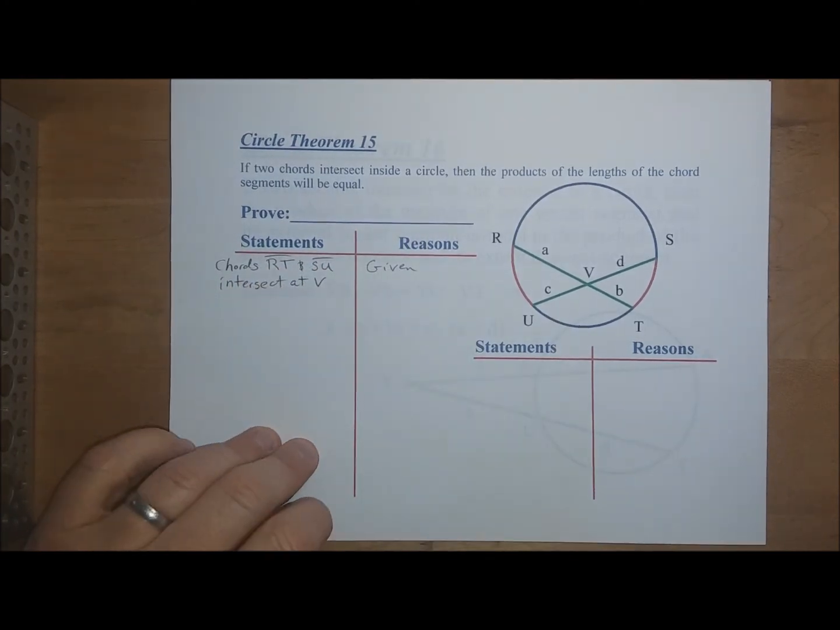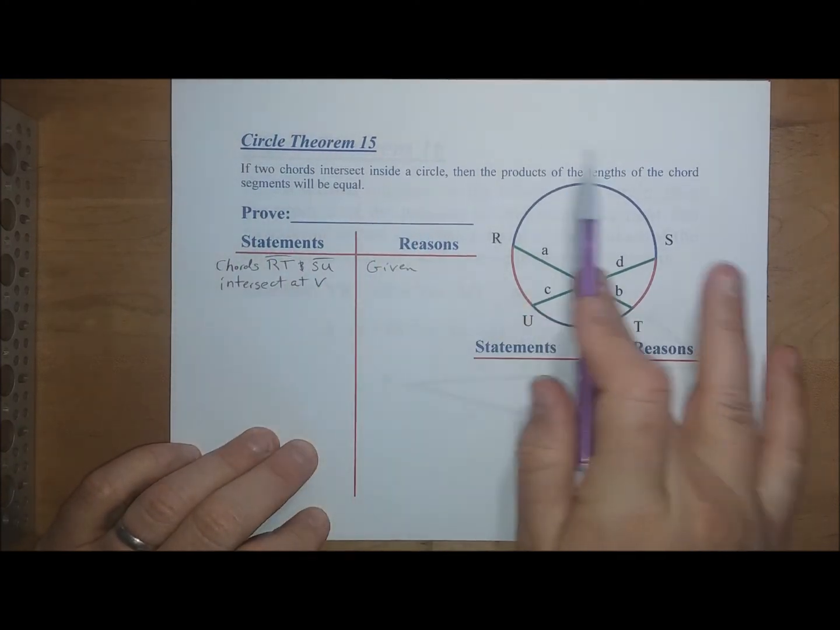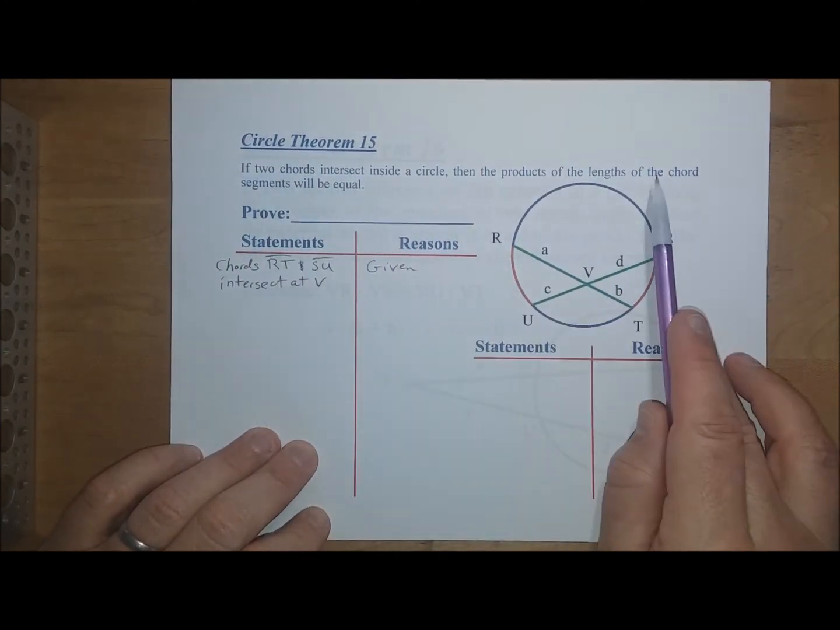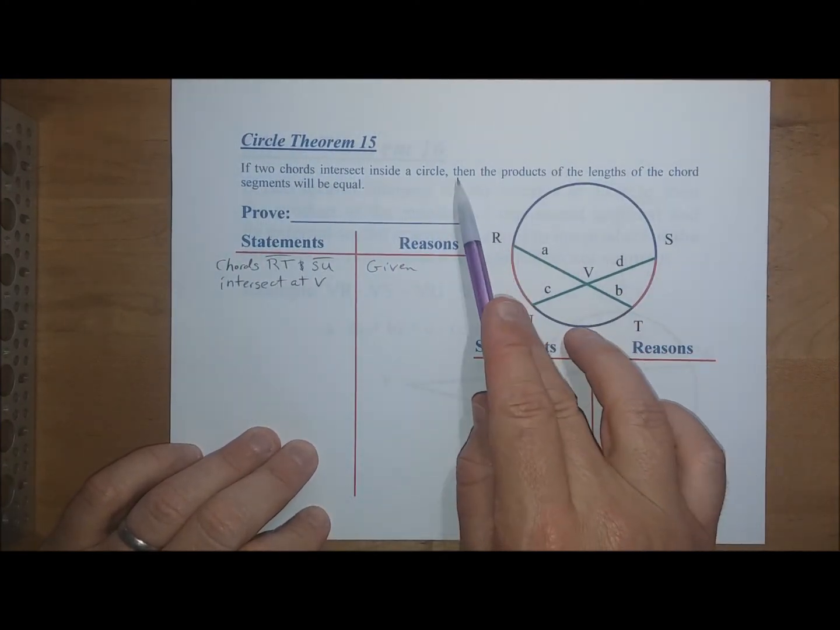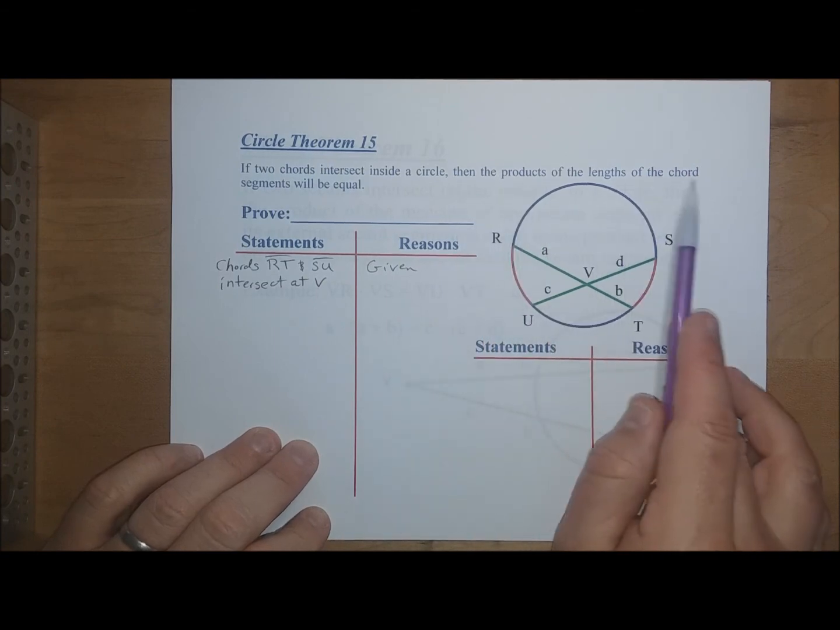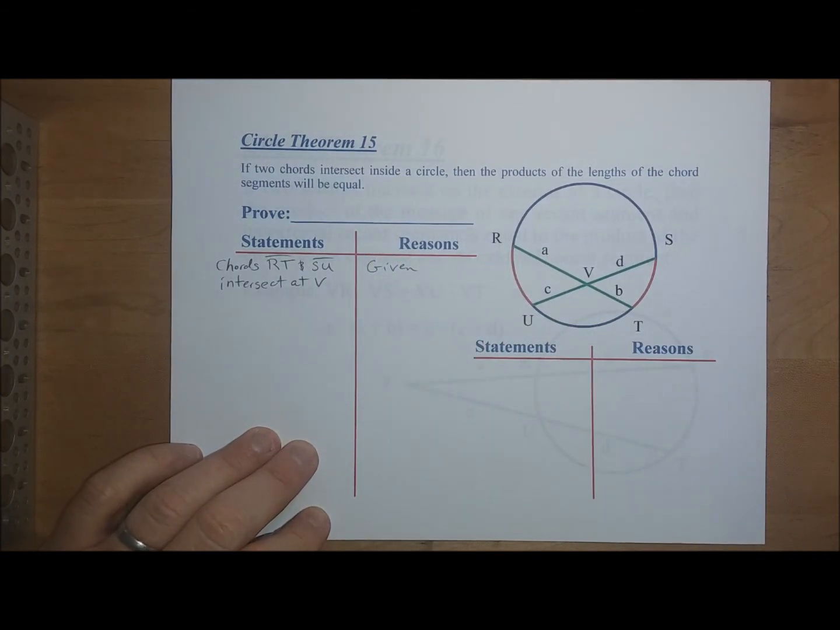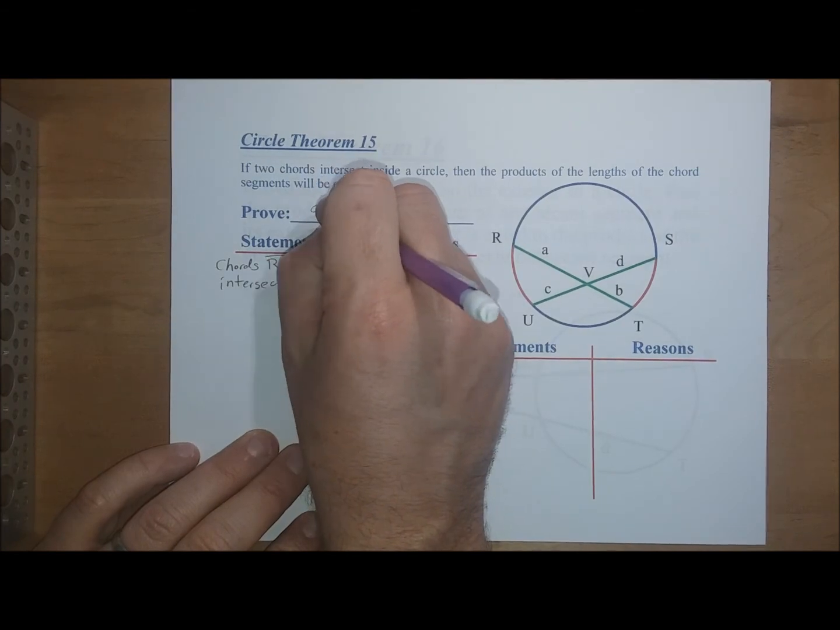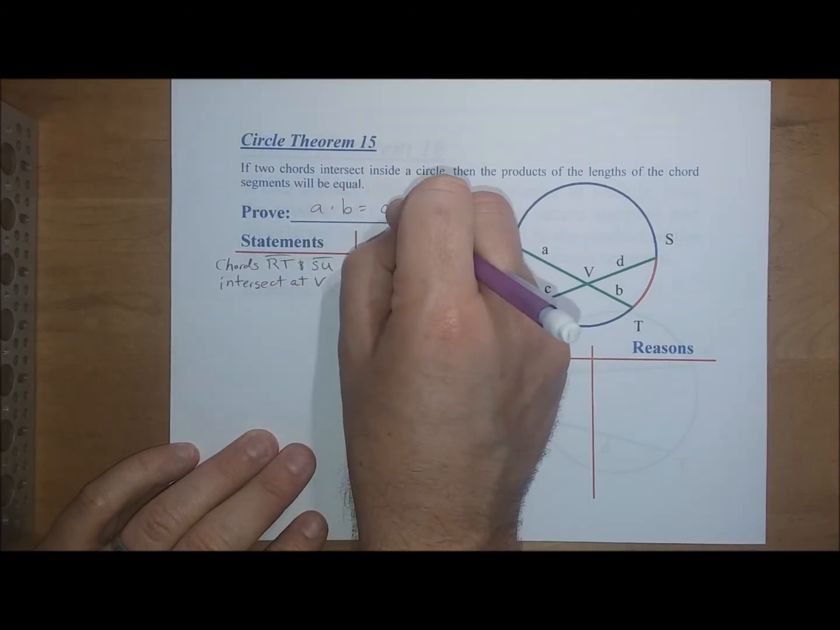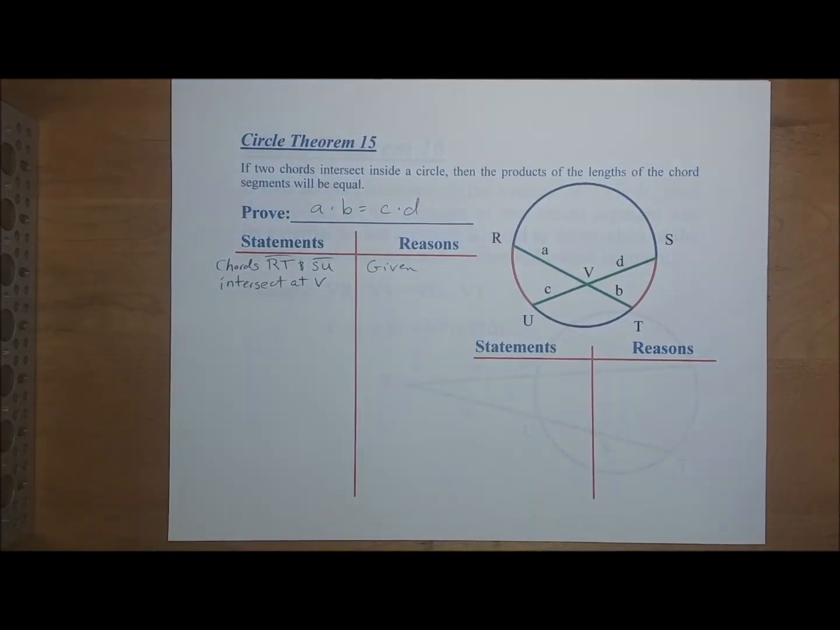intersect at point V. Okay, and what they want us to prove is the conclusion of the conditional, which is that piece that comes after the word then. The products of the lengths of the chord segments will be equal. In other words, could we prove that A times B equals C times D? Okay, good.